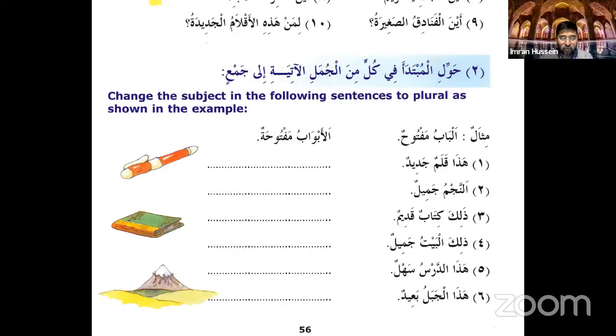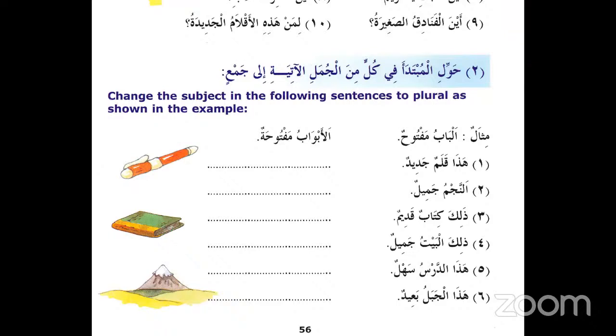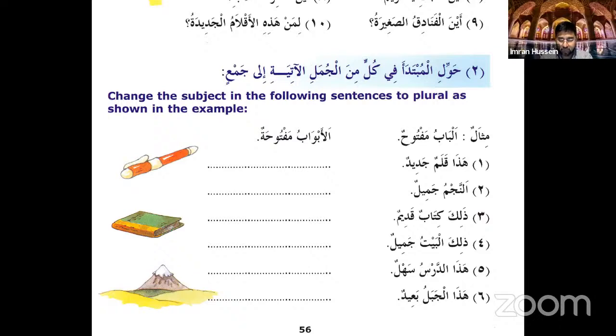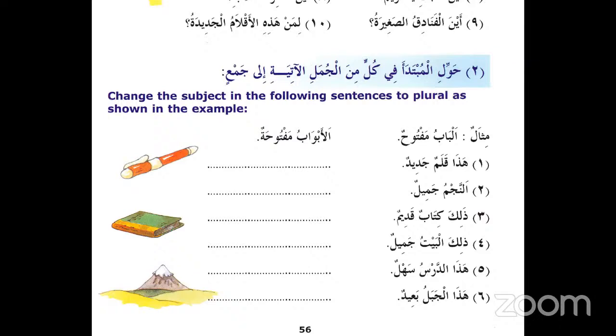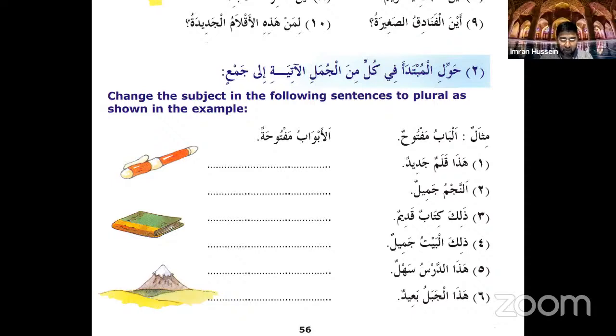And next person will be Sister Munira, 2 and 3. An-najmu jamilun. The star is beautiful. An-nujumu jamilatun. The stars are beautiful. Dhalika kitabun qadimun. That is an old book. Correct. Tilka kutubun qadimatun. Ahsanti. Brilliant. Sister Sukaina Ashraf, 4 and 5.